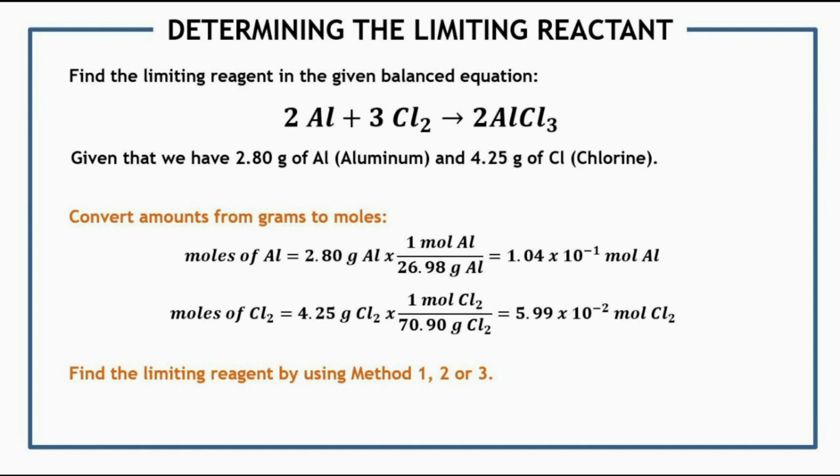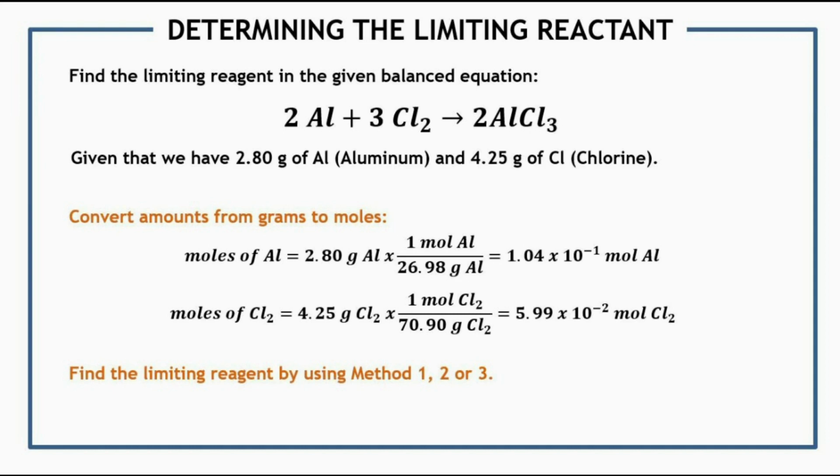For chlorine, we have here, let's convert this 4.25 grams chlorine to moles. So again, using your periodic table, the atomic mass of chlorine, just multiply it by 2 because of the subscript 2. You'll have the answer, which is 0.0599 moles chlorine, or 5.99 times 10 to the power of negative 2 moles chlorine.